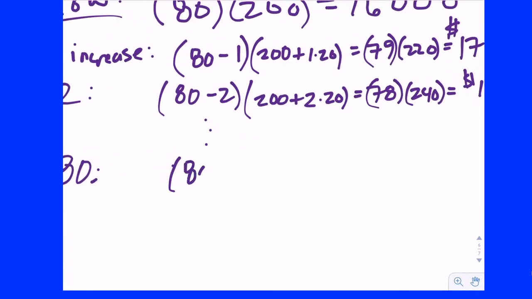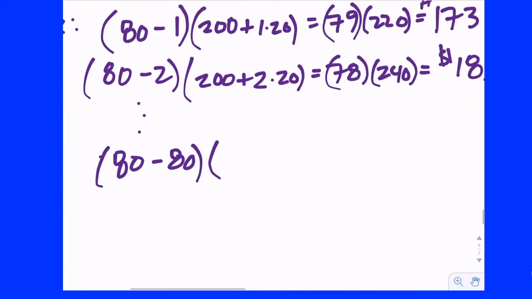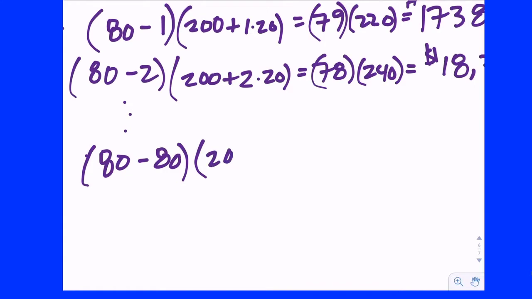Well, let's see. Then I'm going to have 80 minus 80. That's going to be how many tenants I have. And per month, the rent is going to be 200 plus 80 times 20, which I don't need a calculator for because that's 0. Well, the good news is you have no headaches because you have no tenants to call and complain about something. But the bad news is you also have no job, right, because you have no tenants.